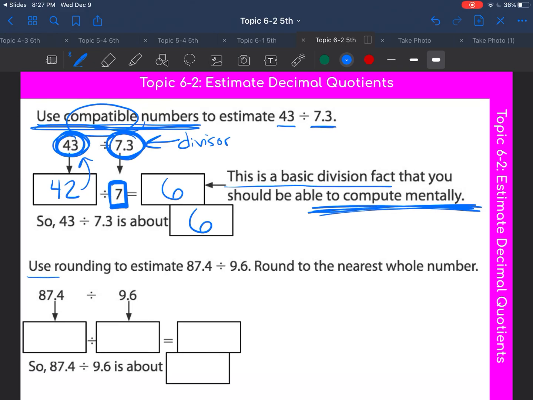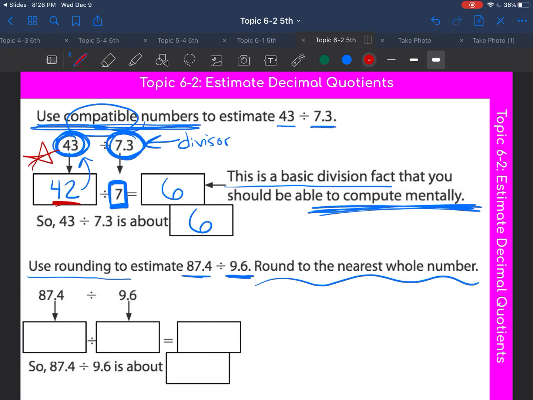So now it says use rounding to estimate 87 4/10 divided by 9 6/10. And it says round to the nearest whole numbers, okay? Now, we didn't do rounding for this first problem, okay, because we made it a 42, okay? We didn't really round. We just used nice, easy, compatible numbers. But for this example, we're going to round.